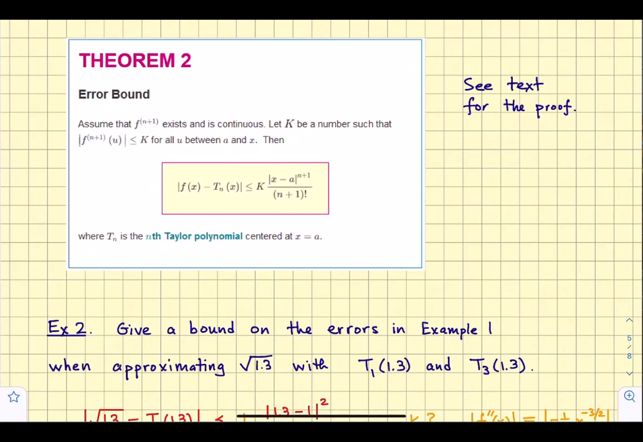And one of the most complicated things for students usually is to understand the role of this K. And this K is just a bound on the absolute value of the n plus first derivative on the interval between the place where you built your approximation and the place where you're going to use your approximation. So let's see how that plays out in a practical example about how you select this K.